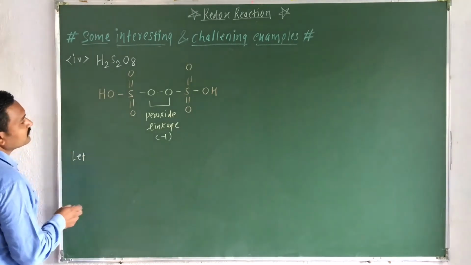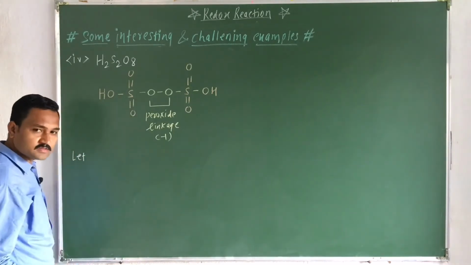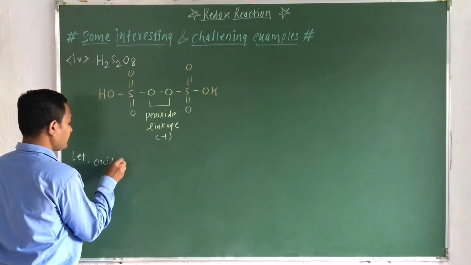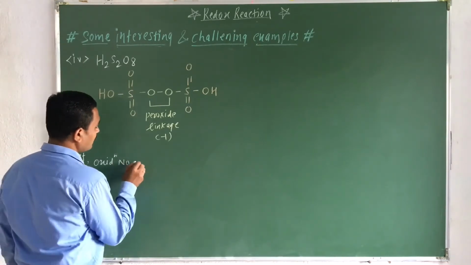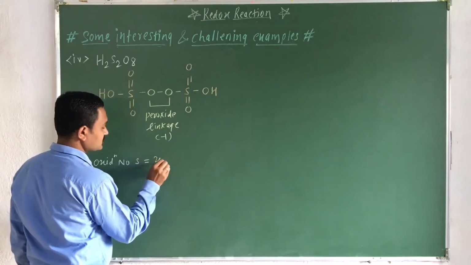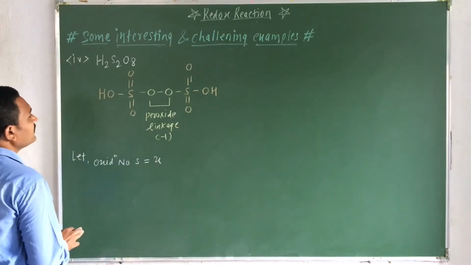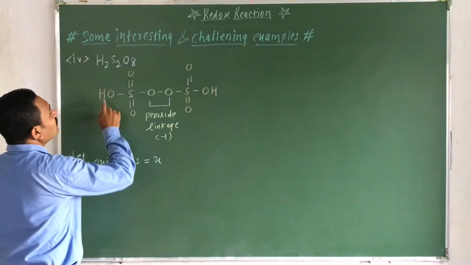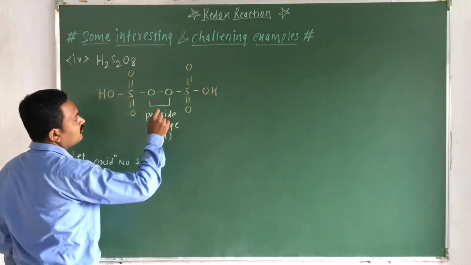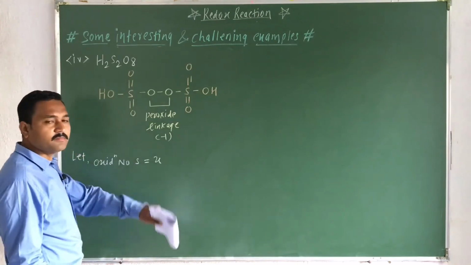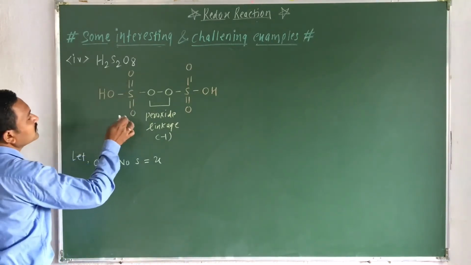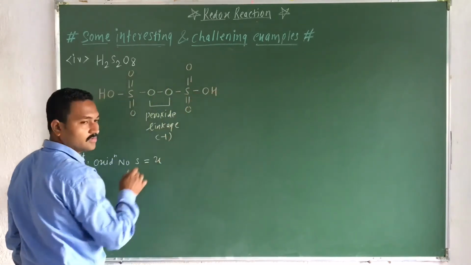We know that we are going to calculate the oxidation number of sulfur here. Let the oxidation number of sulfur equal X. Just find out how many oxygen atoms are simple oxide ones, or simple oxygen atoms, and how many are attached by the peroxide linkage. So here 1, 2, 3, 1, 2, 3.